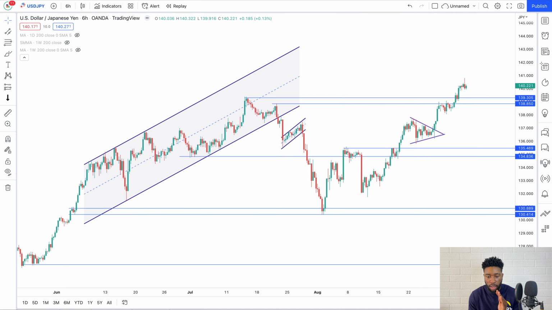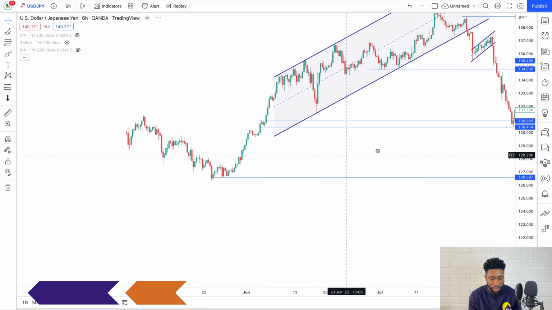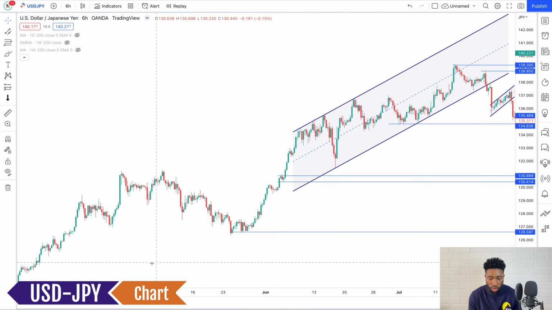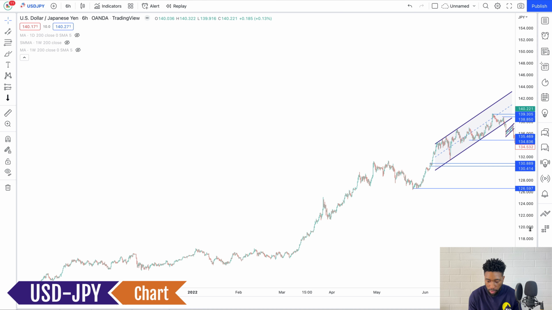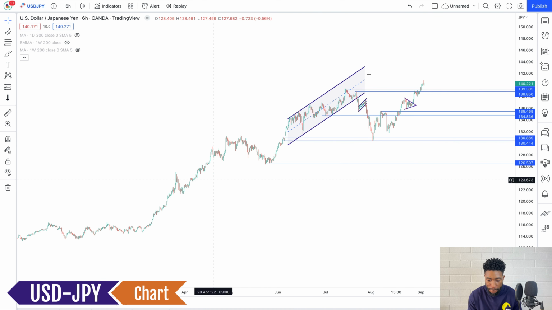So moving on, USD-JPY, another interesting chart. This is a 6 hour chart. As you can see, we've been in a massive bullish trend for USD-JPY. So I'm just going to zoom out a little so you can see what I'm talking about. USD-JPY, massive bullish trend.